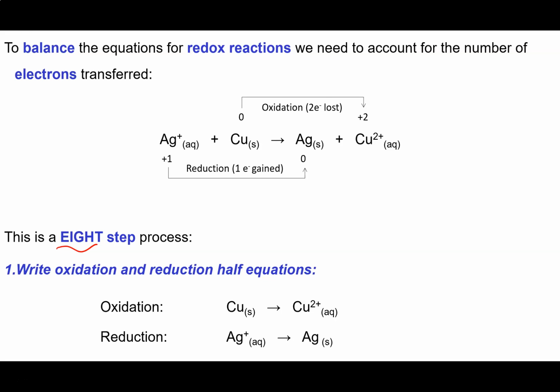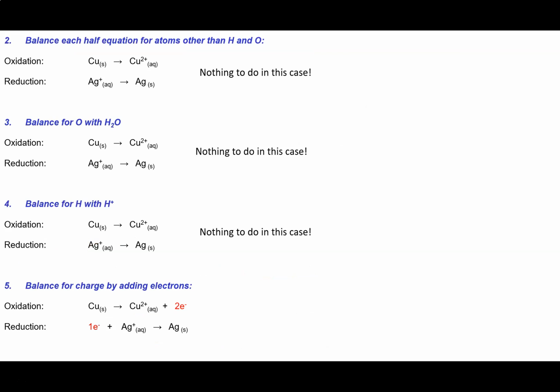So we've got 2 things going on here. The copper gets oxidized to copper 2+. That's our oxidation half reaction, and our silver ions get reduced to silver solid. Okay, so now we've got 2 half reactions. The next thing that we're going to do is balance all of the atoms within our half equation except hydrogen and oxygen. And in this case, and in many other cases, there's nothing to do. 1 copper on the left, 1 copper on the right, 1 silver on the left, 1 silver on the right.